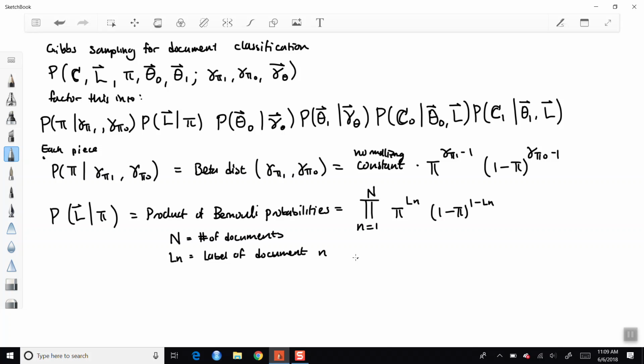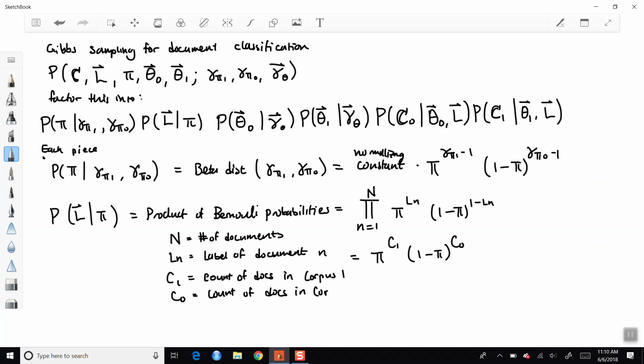Okay, and the product then will become pi raised to the c1 times 1 minus pi raised to the c0. Okay, these are not fancy c's, these are scalars. Just c1 is the count of documents in Corpus 1, and c0 is the count of documents in Corpus 0.